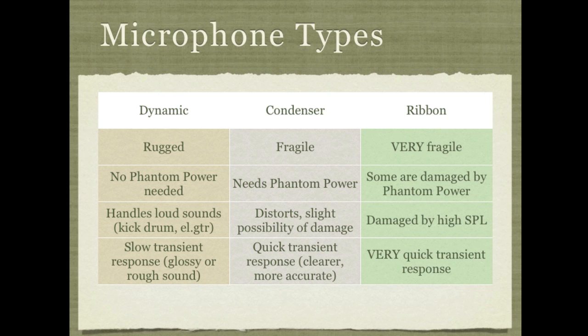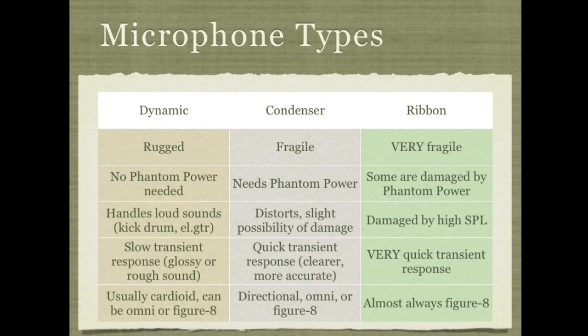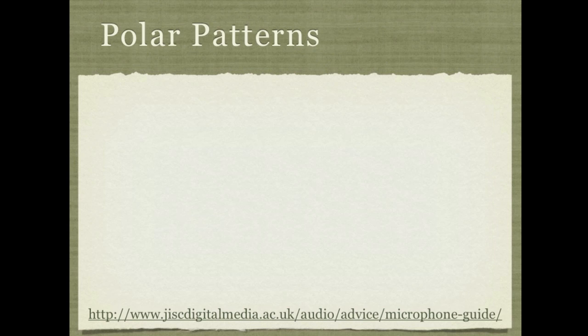Finally, even though the pickup pattern is independent mostly of the microphone type, it's easier to make some types of microphones in certain patterns than others, particularly the ribbon microphone, which is nearly always a figure 8 mic. But the dynamic and condenser mics can usually be any of the patterns. Here's what these patterns look like in 2 dimensions.